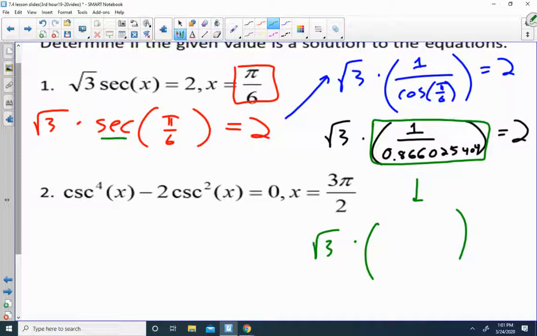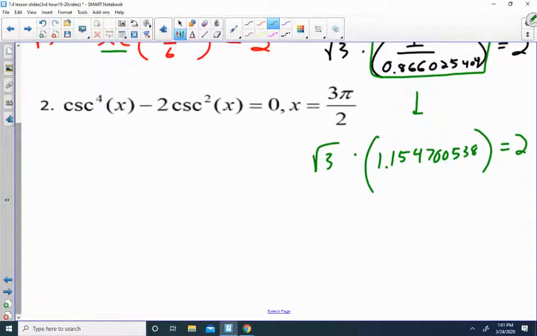And there you go. When you do 1 divided by the answer, you're going to get this: 1.154700538. That's what you have so far.